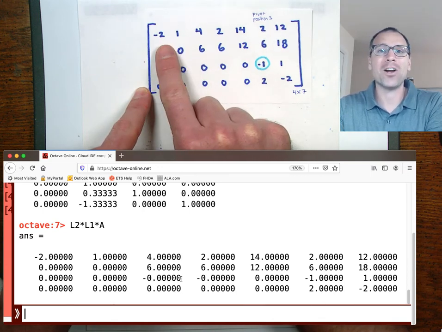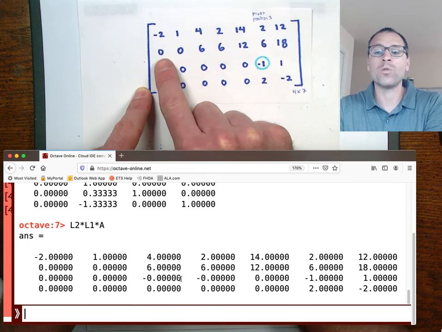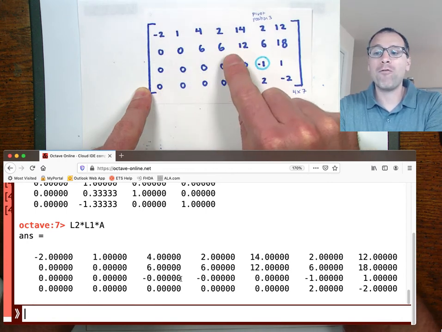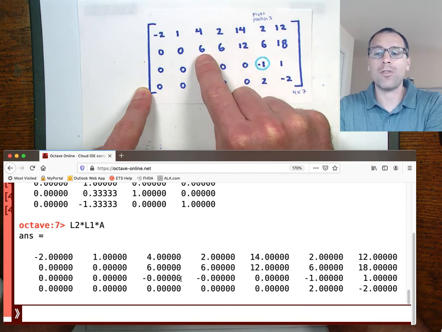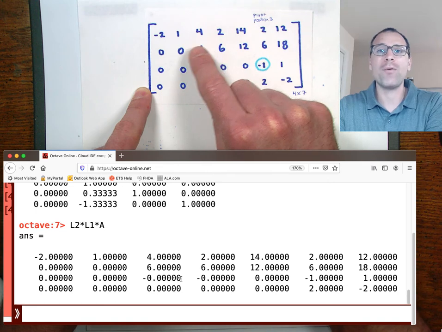Column 2 is dependent on column 1. Column 3 is linearly independent from columns 1 and 2. Column 4 is dependent on columns 3 and 1. And column 5 is dependent also on 3 and 1.